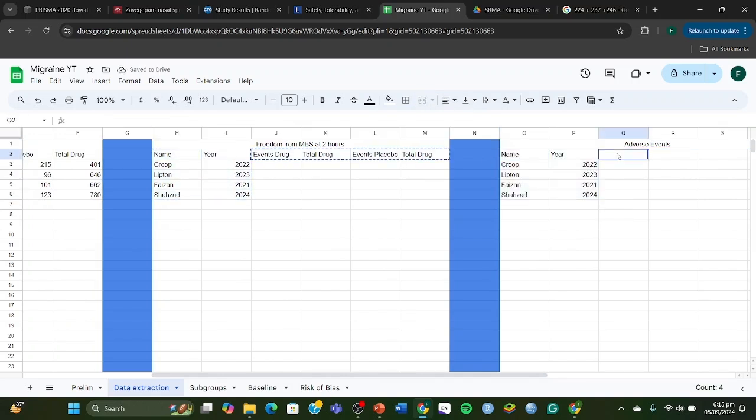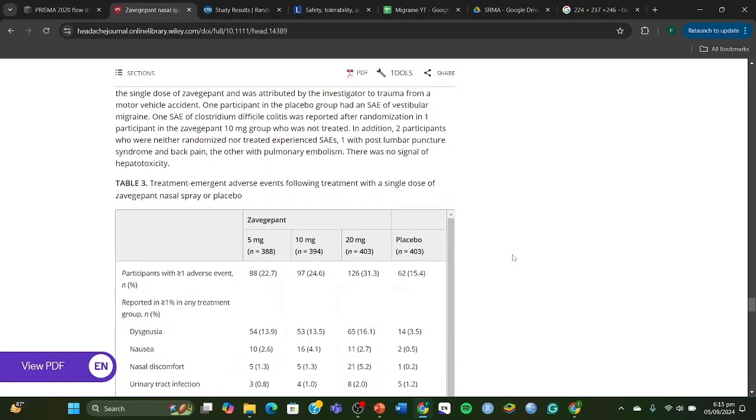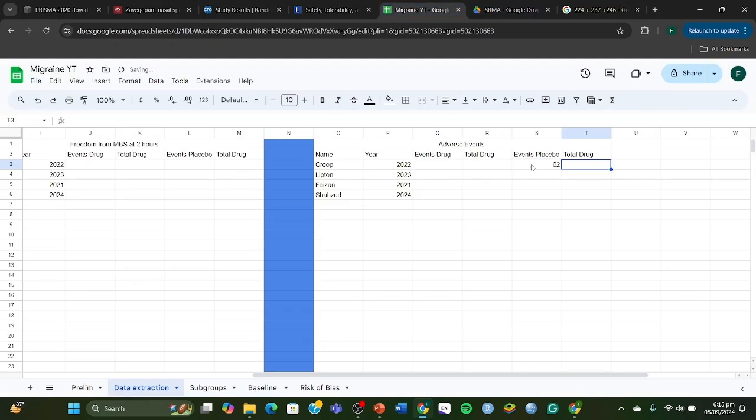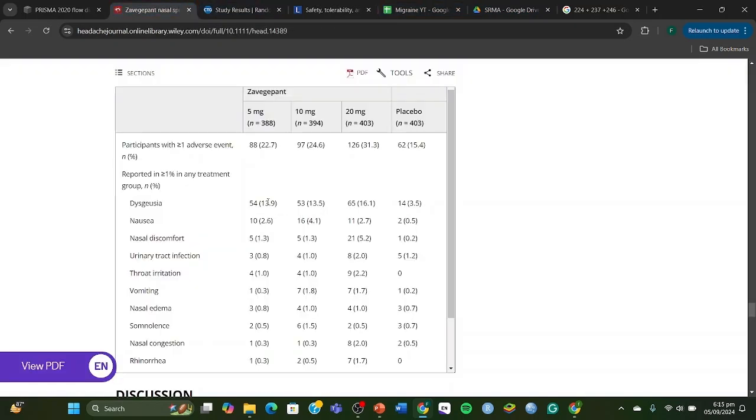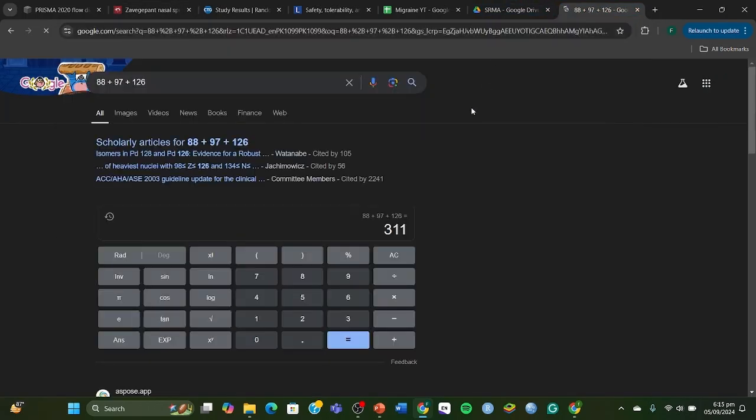So once again, in the number of adverse events, we're always gonna add the number of events, in this case would be the adverse events. You can also rename it as adverse events, but it's not necessary to do so. So we're gonna go to safety, and then we can see participants with number greater than one adverse event. So in placebo, we had 62 out of 403. And in terms of the Vegipan, we had 88, 97, 126. That would be 311.